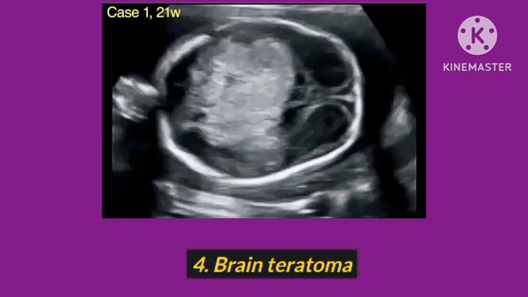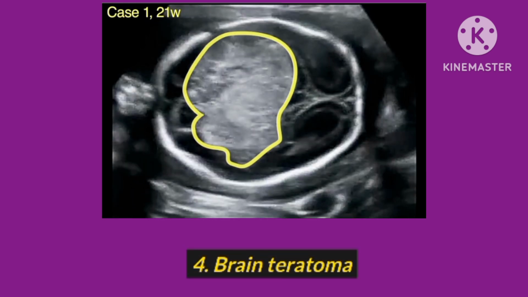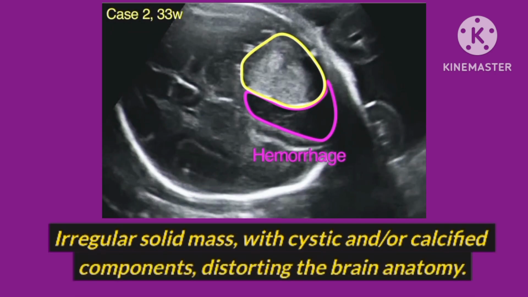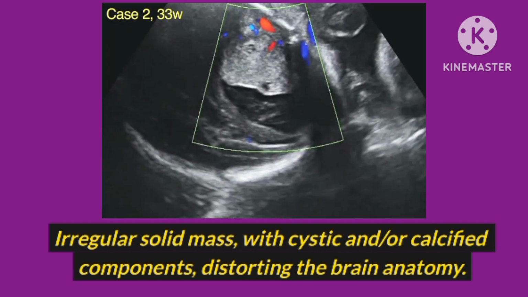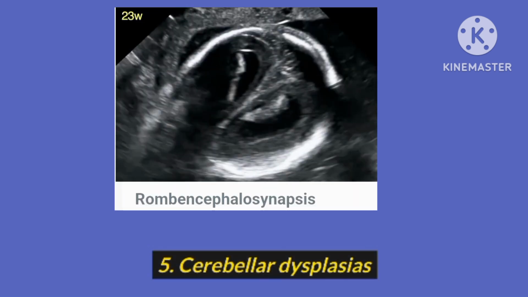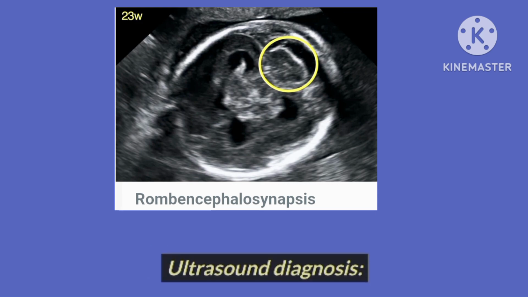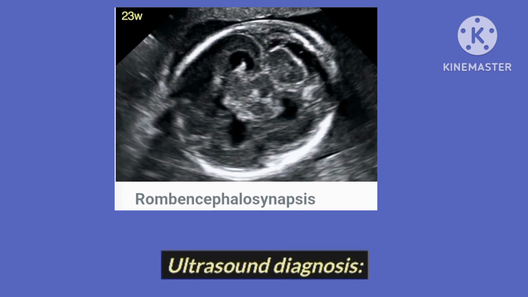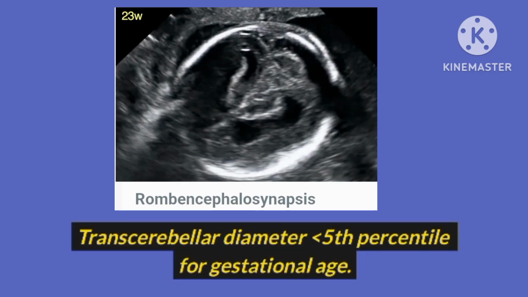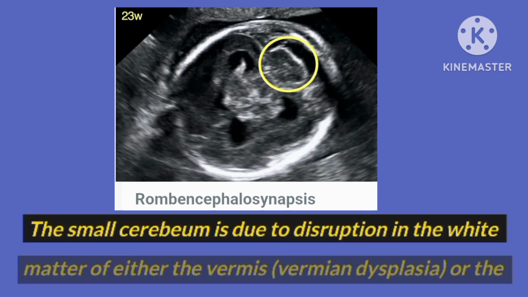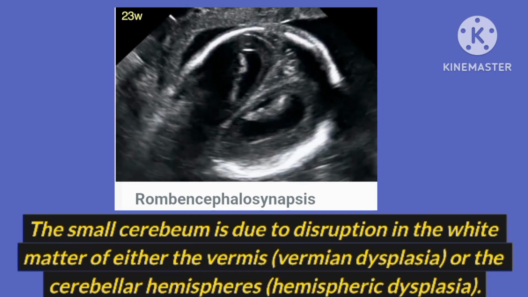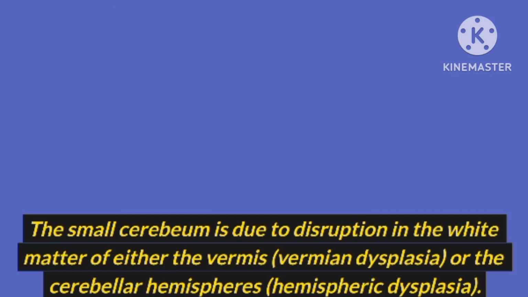Number 4. Brain teratoma. Ultrasound diagnosis. Irregular solid mass with cystic and/or calcified components distorting the brain anatomy. Number 5. Cerebellar dysplasias. Ultrasound diagnosis. Transcerebellar diameter less than the 5th percentile for gestational age. The small cerebellum is due to disruption in the white matter of either the vermis, vermian dysplasia, or the cerebellar hemispheres, hemispheric dysplasia.